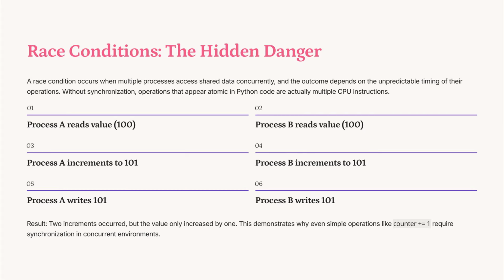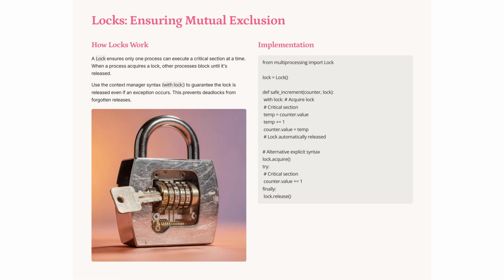Locks ensure mutual exclusion by allowing only one process to execute a critical section at a time. Using a context manager with a lock guarantees automatic release, preventing deadlocks. Alternatively, acquire and release locks explicitly to manage critical sections safely. This is crucial for maintaining data integrity in concurrent environments.